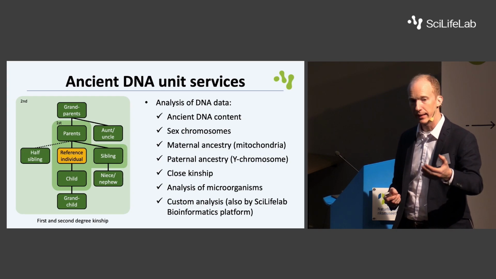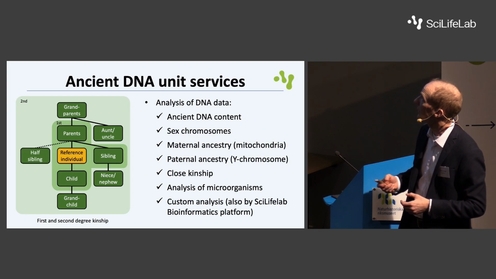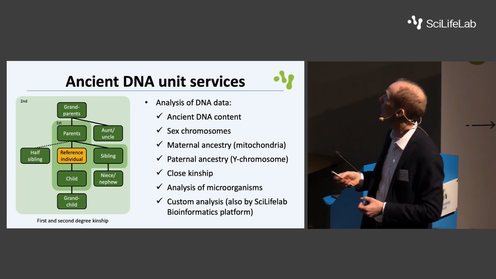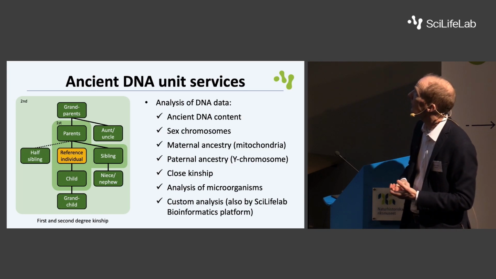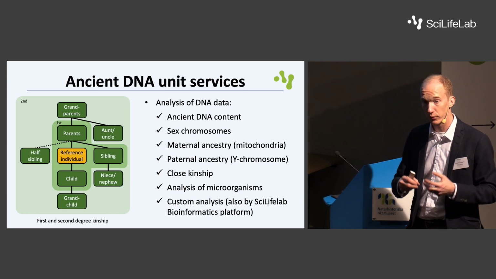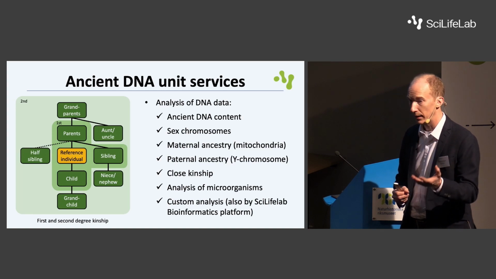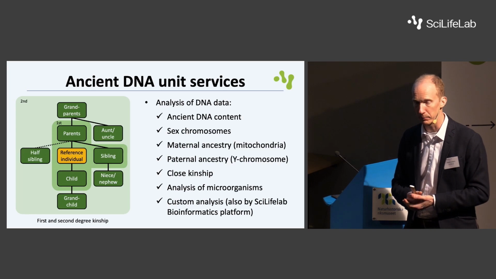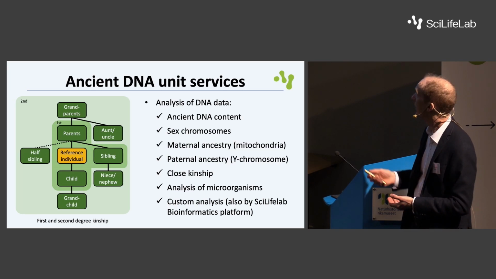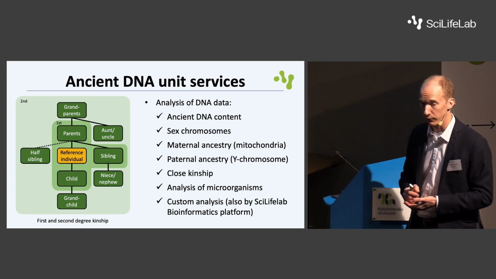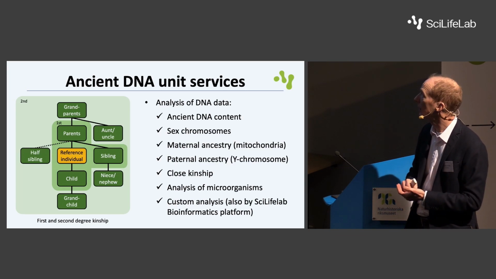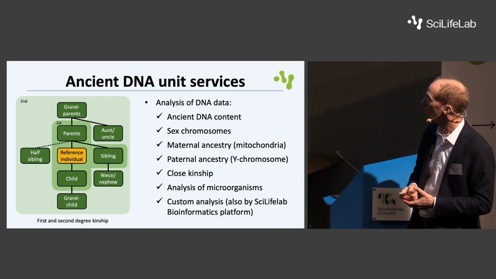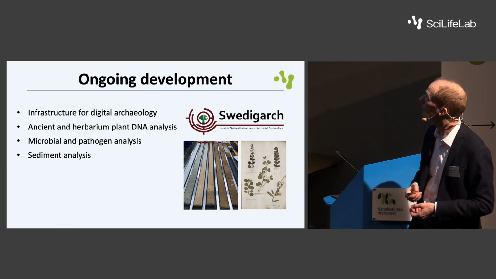We can then retrieve the data from NGI, and then we can do various types of standardized analysis. For example, the ancient DNA content, sex chromosome, maternal and paternal ancestry. We can look at close kinship. We can look into microorganisms in the sample, and to some degree, it's also custom analysis, depending on our expertise and capacity. But also here, the bioinformatics platform, the National Bioinformatics Infrastructure Sweden, comes in and has a much greater capacity and experience and can provide a lot more support for data analysis.